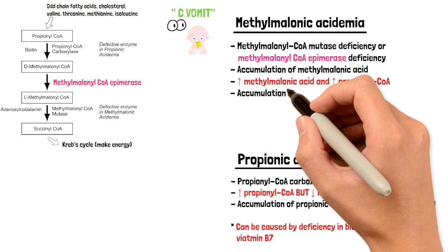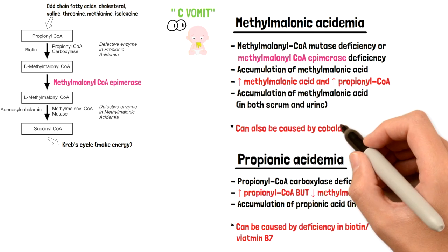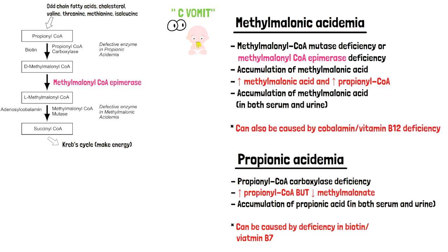Methylmalonic acidemia involves two enzymes. So if either the second or third steps and the enzymes involved in either don't work, it can cause this acidemia. So if methylmalonyl-CoA mutase or epimerase are deficient, this acidemia happens. Also, if the cofactor is deficient, which in this case is vitamin B12, this acidemia can happen as well.